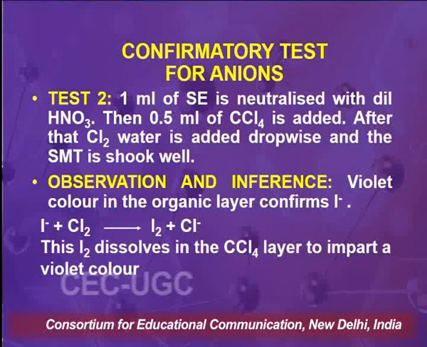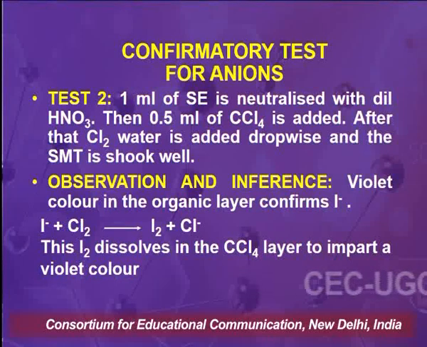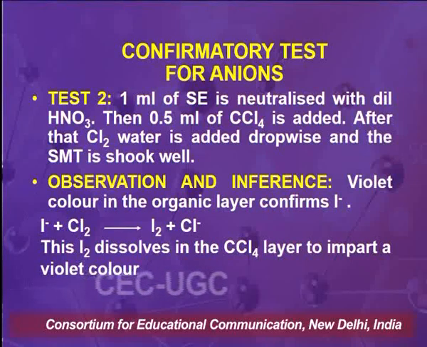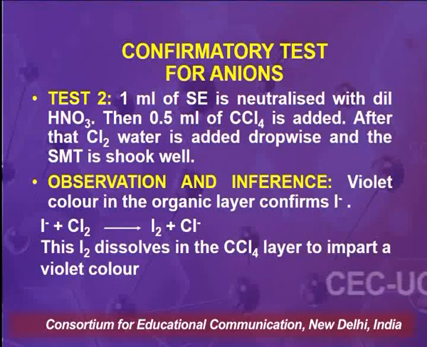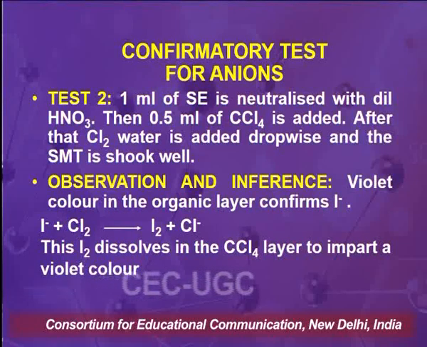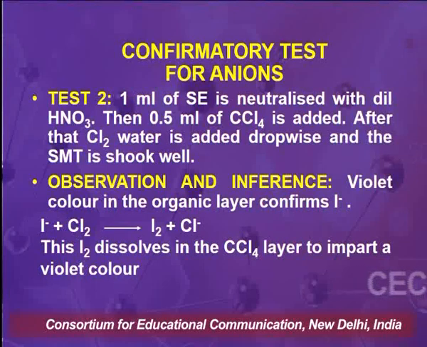Then in the observation, a violet color in the organic layer confirms iodide ions in the mixture, and this is the chemistry involved, wherein iodide reacts with chlorine water or KMnO4, very dilute KMnO4, which performs the same action, giving iodine and chloride, and this iodine dissolves in the CCl4 layer to impart a violet color to the CCl4 layer.